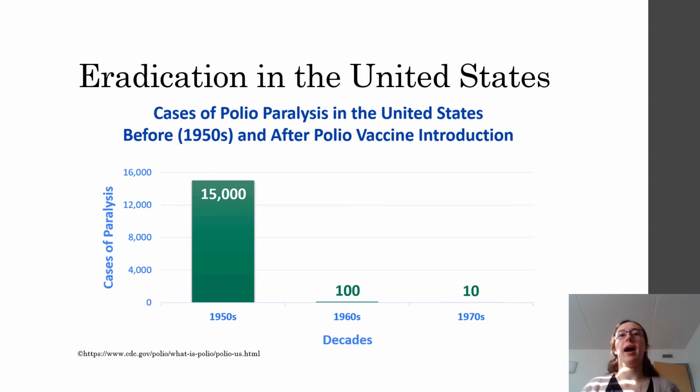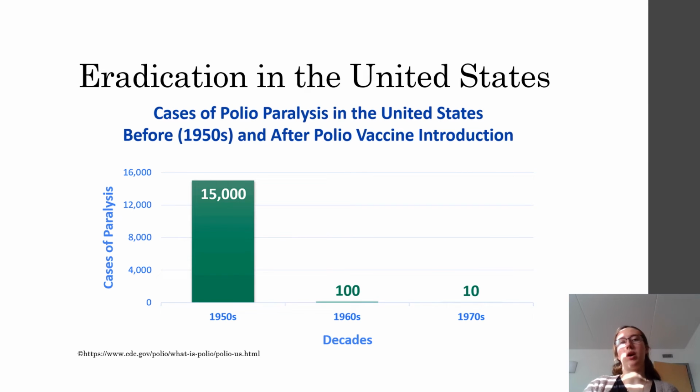In the United States, polio has been completely eradicated as of 1979, but we can see by looking at this graph that in the 1950s, when they had the largest outbreak, the case numbers for paralysis were up to 15,000. However, after the introduction of the vaccine, it dramatically drops off to only 100 cases reported in the 1960s. And this trend continued in the 1970s with only 10 cases being reported, which is a very drastic and steep decline of paralytic polio in the United States.